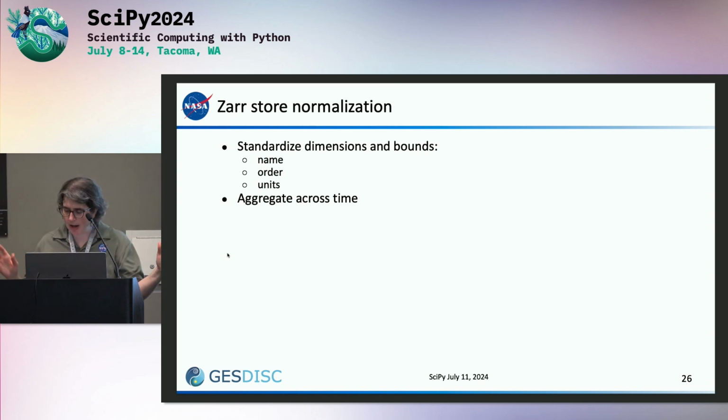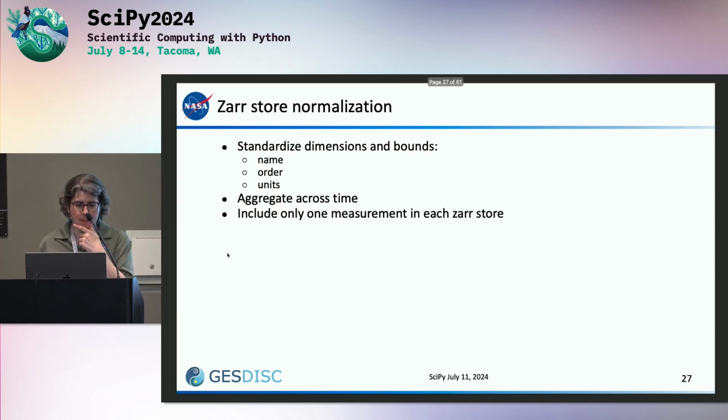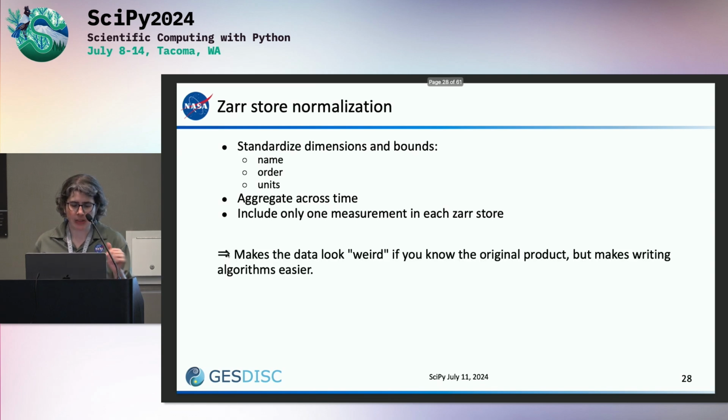So you get one object for the whole collection. But we only include one measurement in each Zarr store. So rather than you opening it up and seeing like 36 different things, you're going to open it up and you're going to see one thing. If you are familiar with our collections, and this one in particular, this is going to look super weird. You're going to be like, is this really the data? Are you sure? But for us, it makes writing algorithms easier.